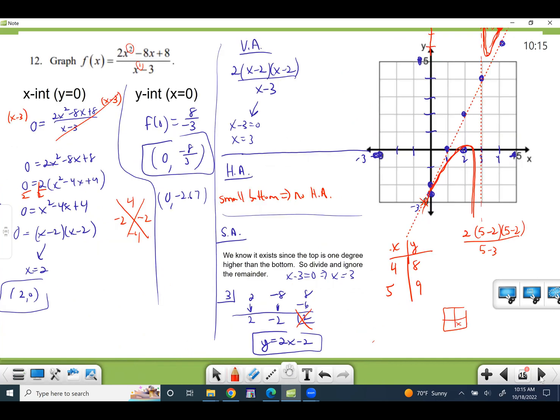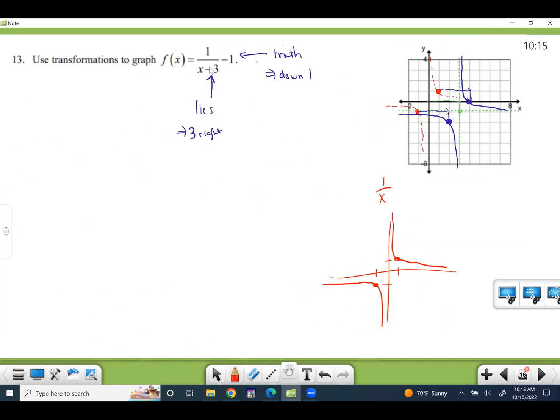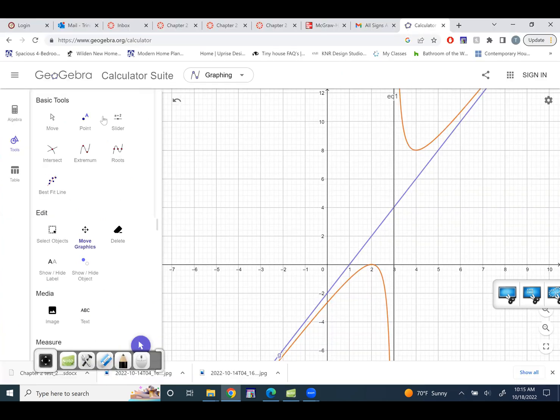All right, let's go check this one out. So 1 over x minus 3 minus 1. Okay, so let's see if it looks like the blue that you guys see here. 1 over x minus 3 minus 1.